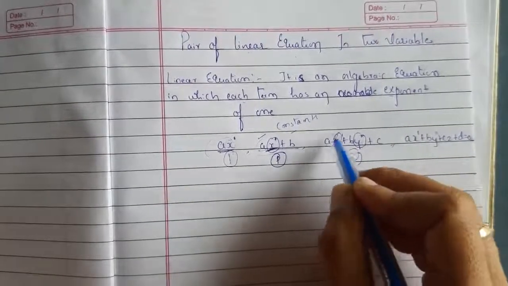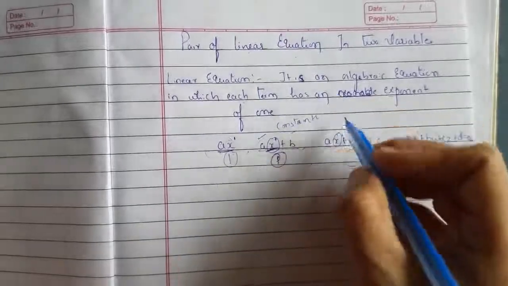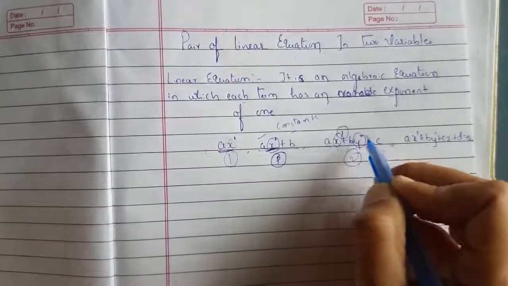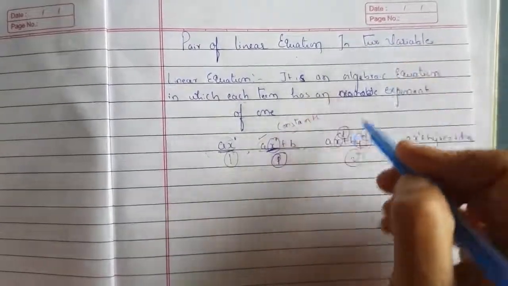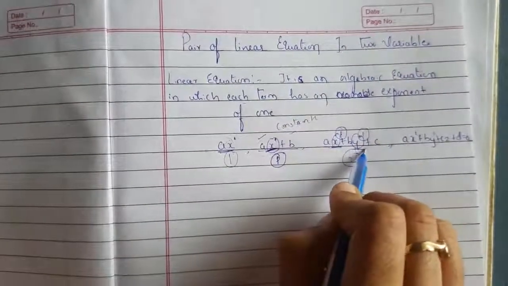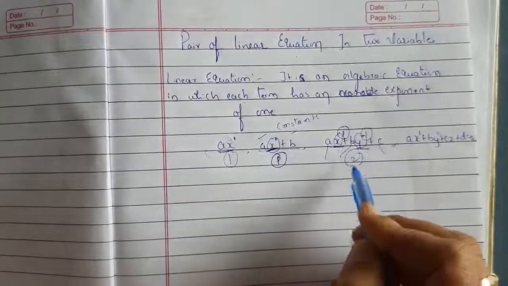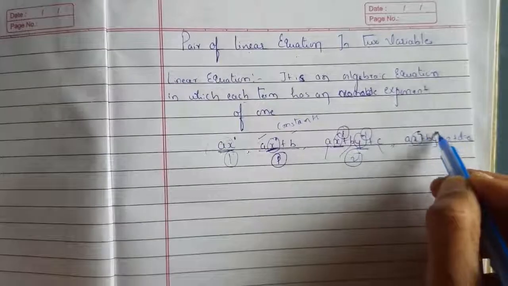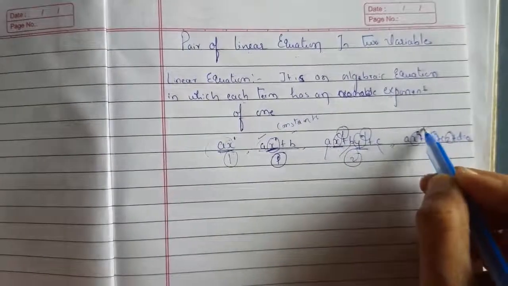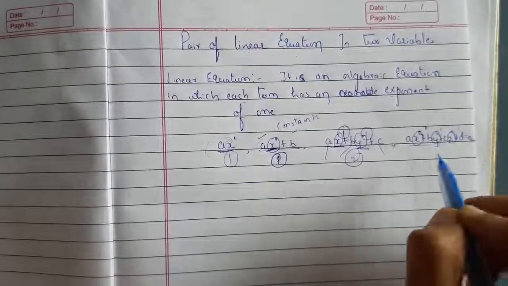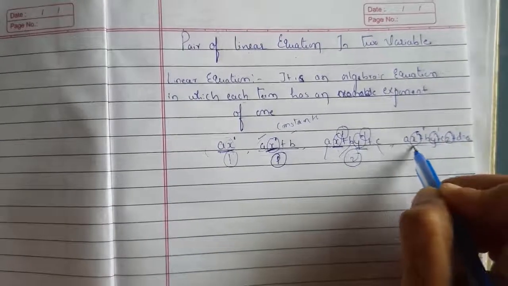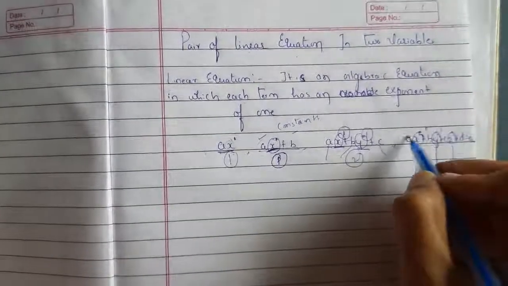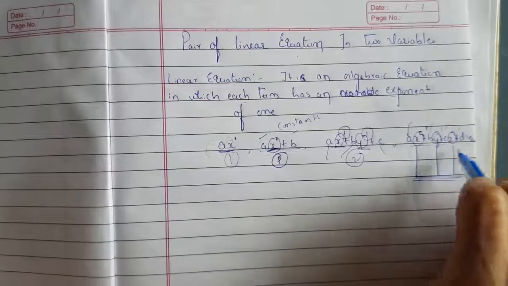Can we say this is a linear equation in two variables? Yes. Why? Because the first condition is that it should have highest degree 1. Here also 1. And how many variables? Two variables, x and y. And a, b, c are what here? Constant terms. What about this? This is a linear equation. Why? Because it has highest degree 1, and three variables x, y, z. These are three variables. Next, a, b, c are constant terms.